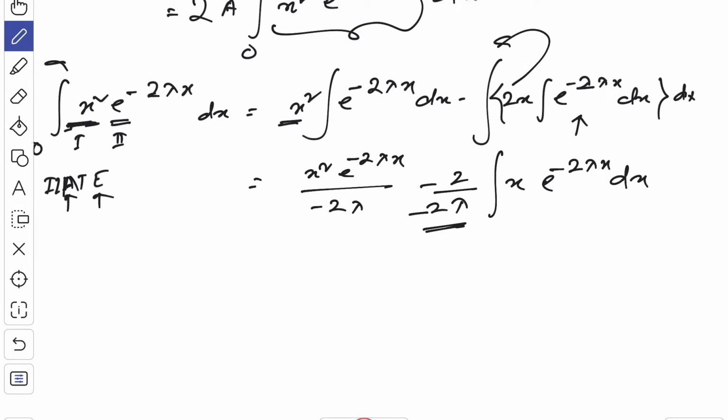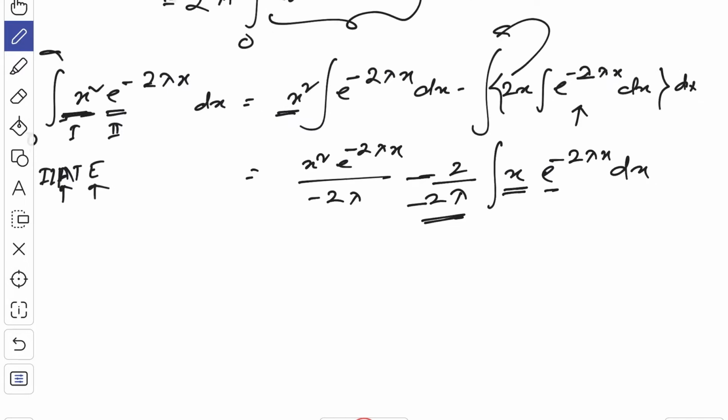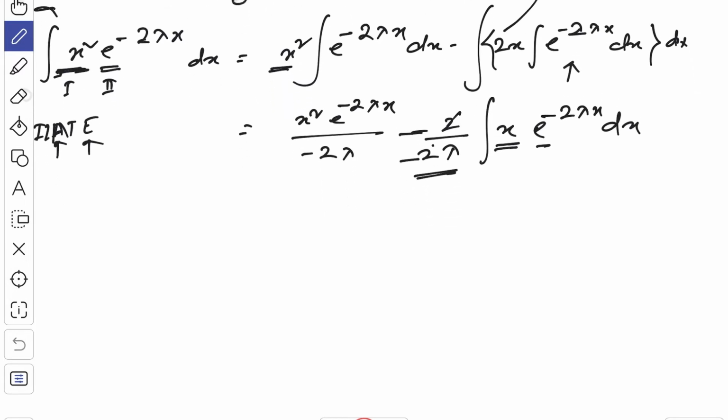Here again what you are going to do, take this one as first function and this as second, then again you have to apply the product rule. If you use that, here the 2 cancels. Then what you will get, x square e to the power minus 2 lambda x by minus twice lambda, here it will be plus 1 by lambda, this minus becomes plus.